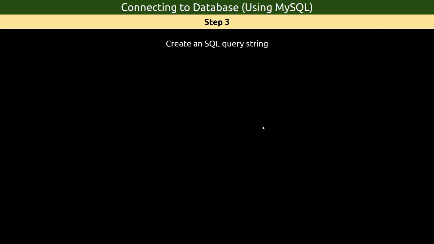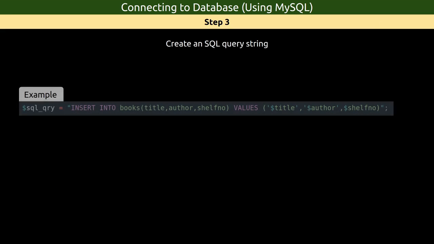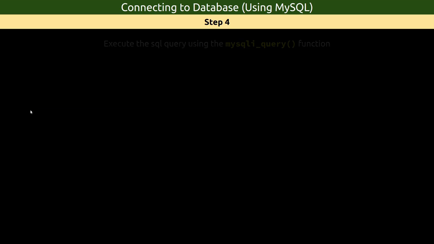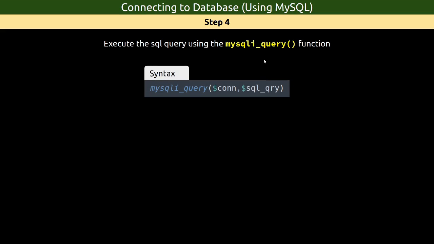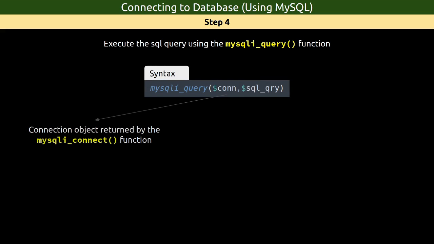Step 3 is to create an SQL query string. For example, if you want to insert some data into the table, then you have to create a query like this in a string variable. And step 4 is to execute the query using the mysqli_query function. The syntax for that goes like this: mysqli_query connection, SQL query. The first argument is the connection object returned by the mysqli_connect function that we have used in the beginning. And the SQL query is the query string that we have created in the previous slide. It returns false in case of a failure, and it returns true in case of a success.